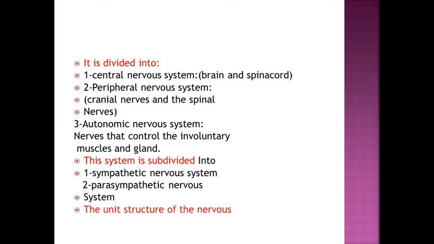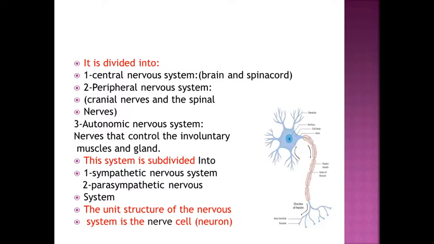Okay, today we're not going to talk about these, but we are going to have a look at the nerve cell. The unit structure of the nervous system is the nerve cell. So our lesson today is the structure of the nerve cell and the types of nerve cells.